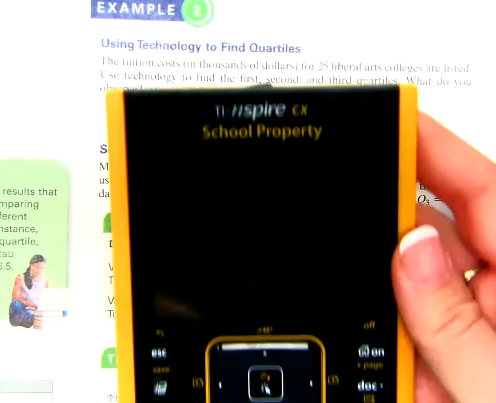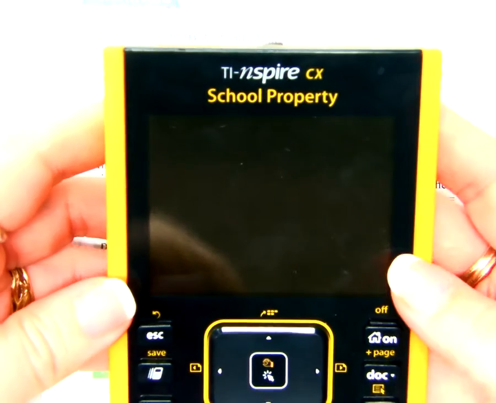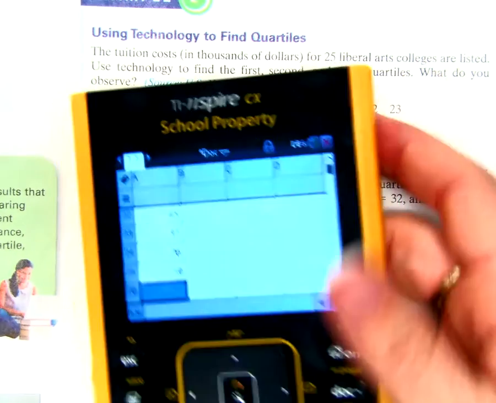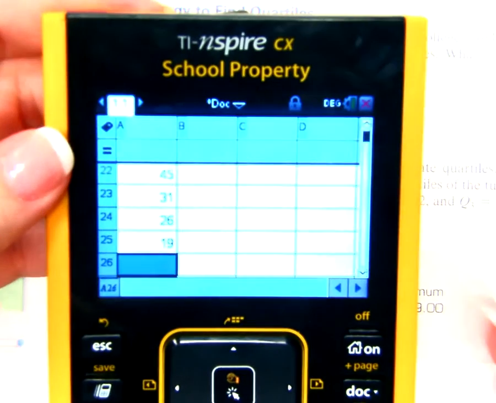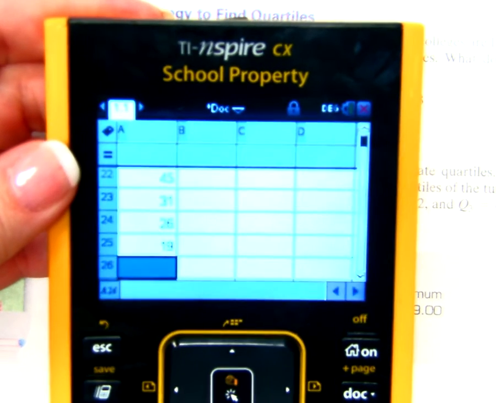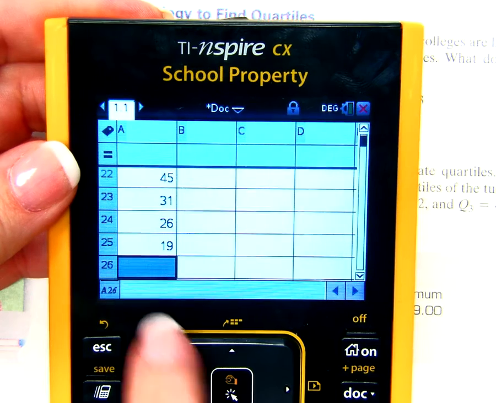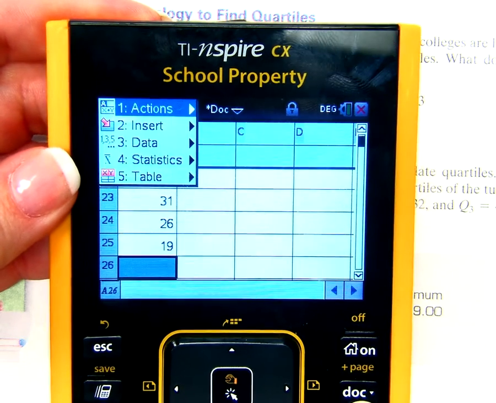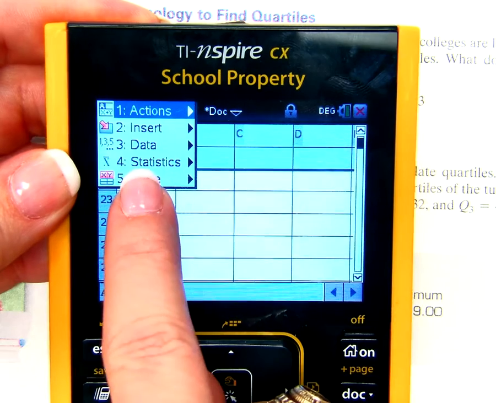I'm going to zoom in real quick so you can see my calculator after it turns back on. Okay, so I have the calculator. In the one right underneath, where am I going to go first? Do you remember? Menu, statistics.